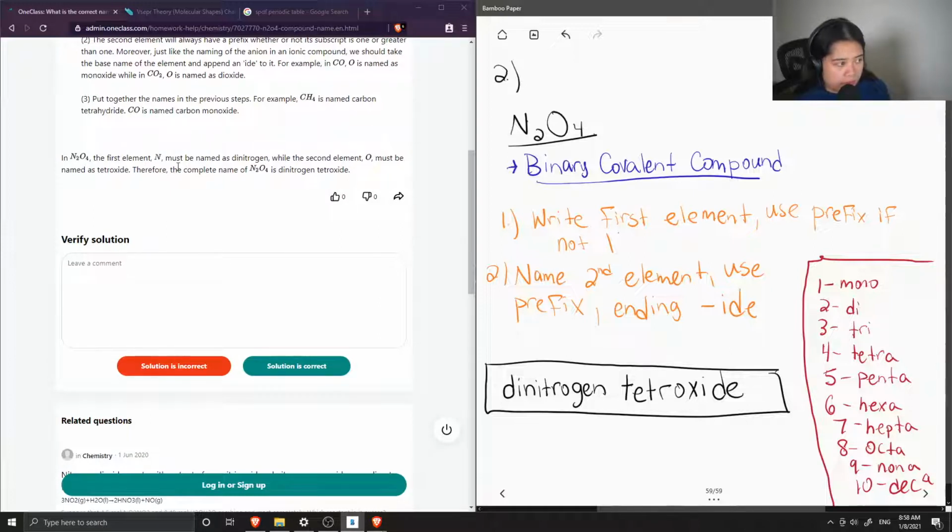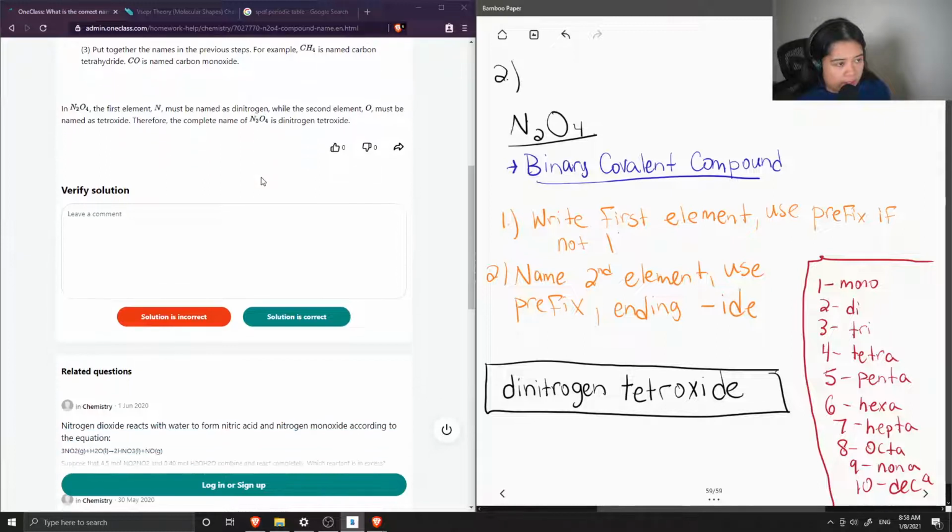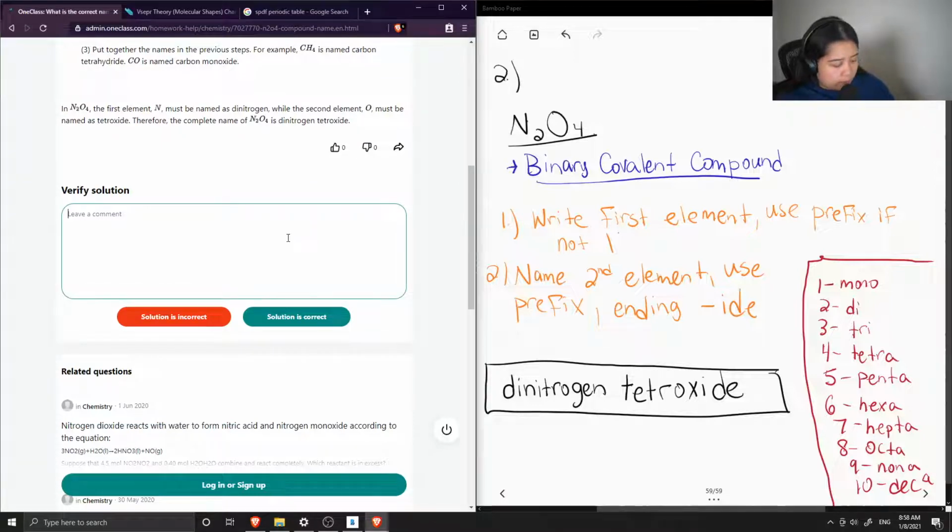In N2O, the first element, nitrogen, must be named as dinitrogen, while the second element, oxygen, must be named as tetroxide. Therefore, the complete name of N2O4 is dinitrogen tetroxide. Yep. So this solution is correct.